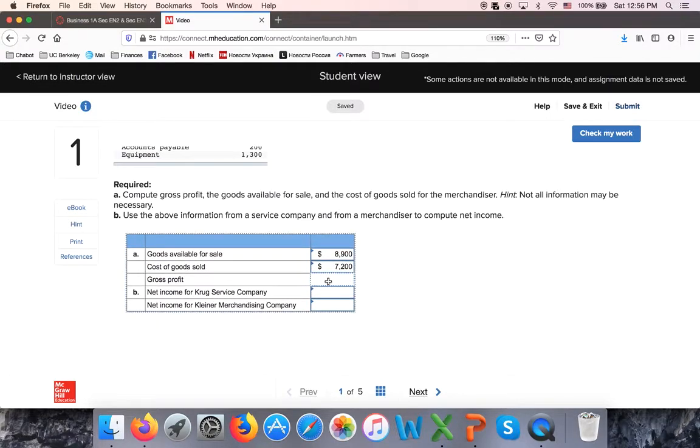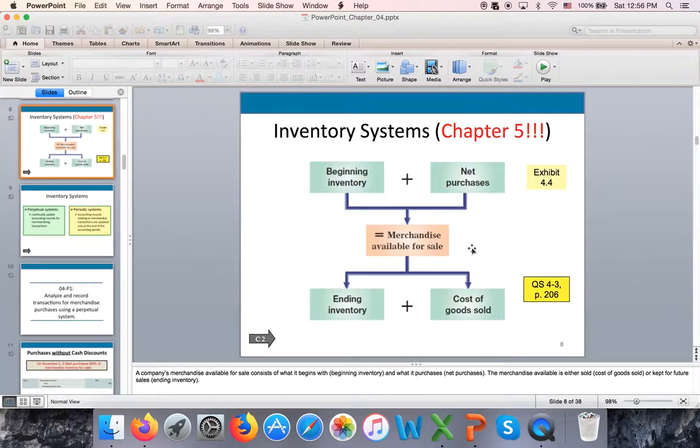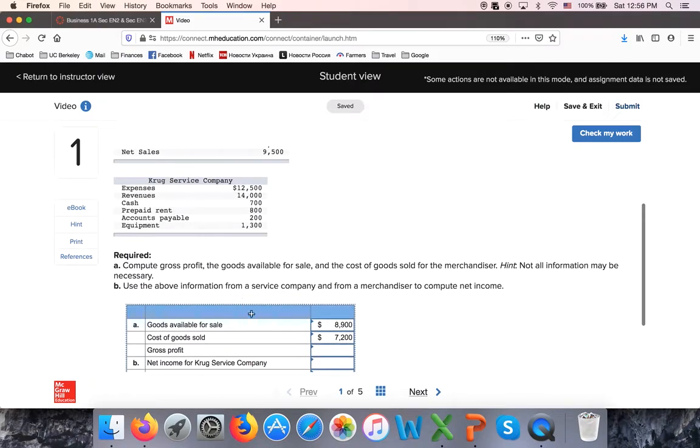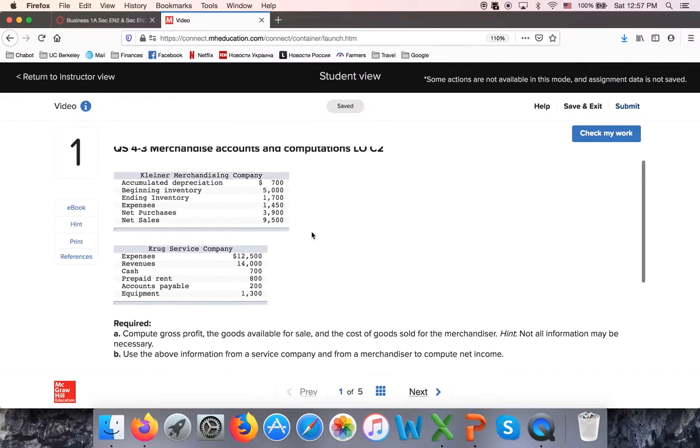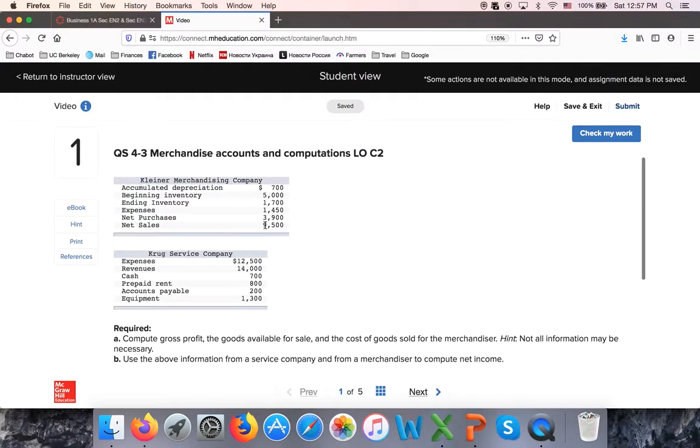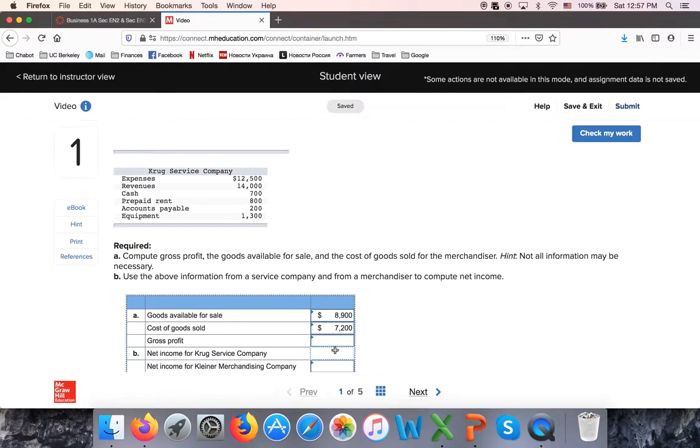And the next one is gross profit. So gross profit is simply net sales minus cost of goods sold. So we have cost of goods sold right here, 7,200. So we have net sales, 9,500 minus 7,200 equals, yes, you're correct, $2,300. So those are good numbers to know and understand.